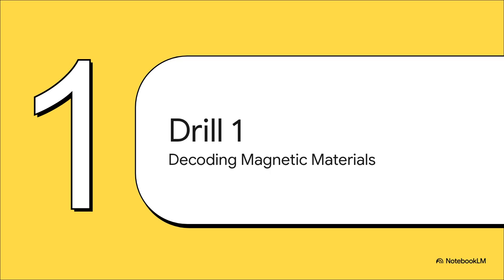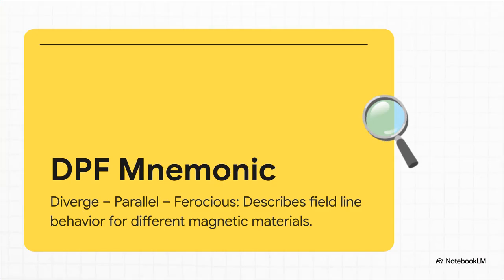Okay, let's kick off with our first drill, decoding magnetic materials. A huge chunk of your marks are hiding right here, and we're going to make it super simple with a fantastic little mnemonic that'll make it all just click. Here it is, your secret weapon, DPF. This tells you exactly how magnetic field lines behave.